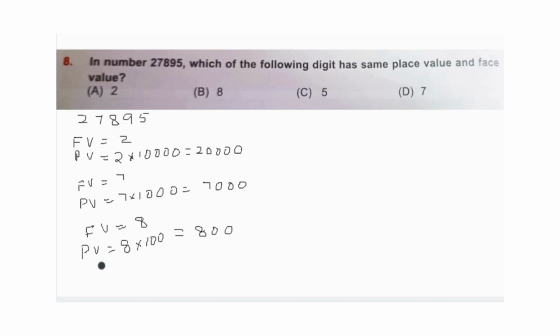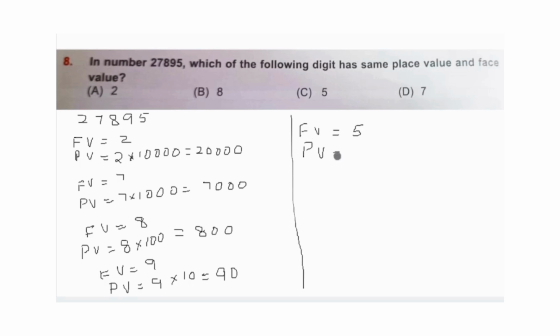Now let's go to the next digit. The face value is 9. The place value is ones, tens. So 9 times 10, which is equal to 90. Let's see the final digit. The final digit is 5. The face value of the digit is 5. The place value of the digit is 5 times, since 5 is in the ones position, 1, which is equal to 5.